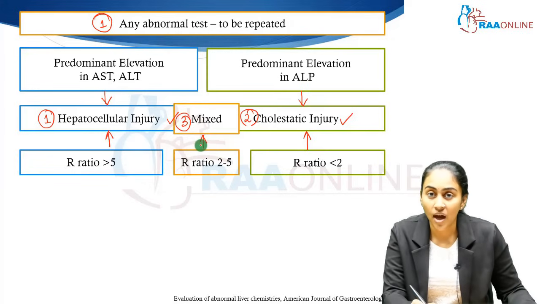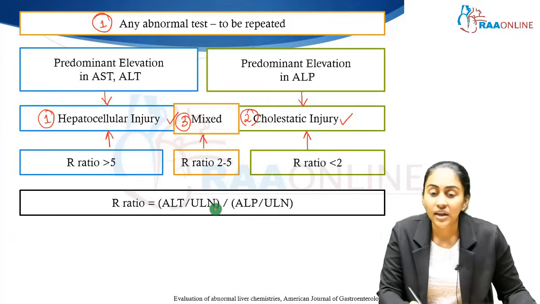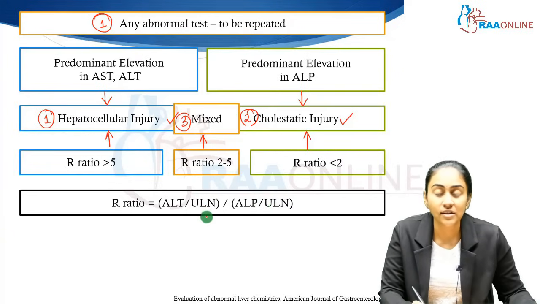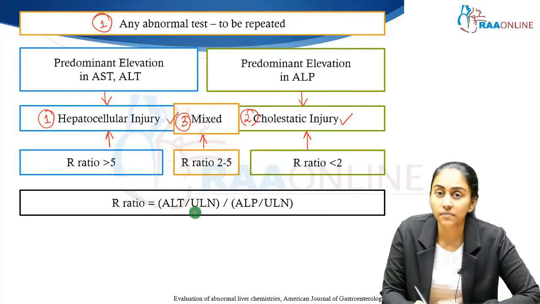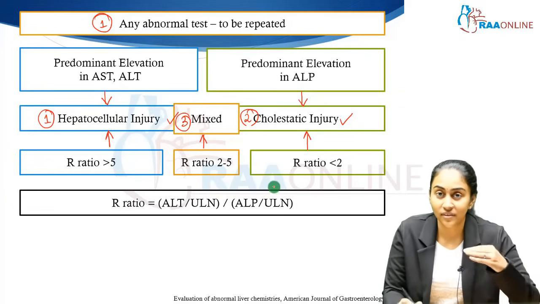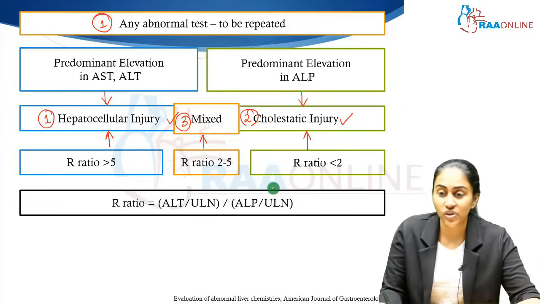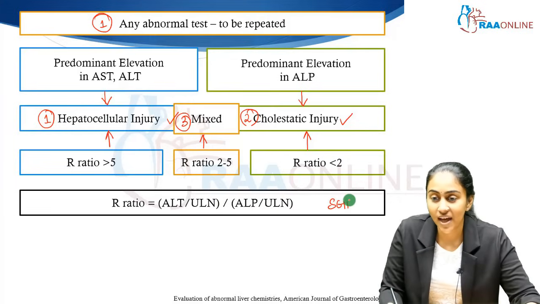So what is the R ratio? The R ratio is basically the degree of elevation in the SGPT or in the ALT divided by the degree of elevation in the alkaline phosphatase. Basically it is the ratio of your patient's SGPT divided by the upper limit of normal of the SGPT, over the same for alkaline phosphatase. So how high is the SGPT compared to the upper limit of normal versus how high is the alkaline phosphatase compared to the upper limit of normal.